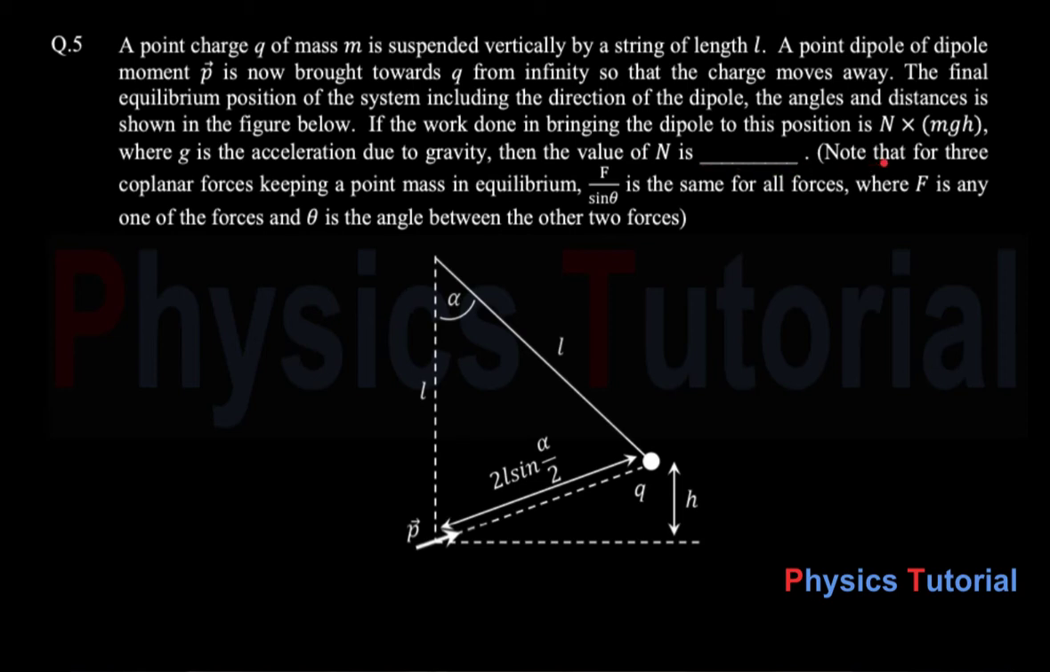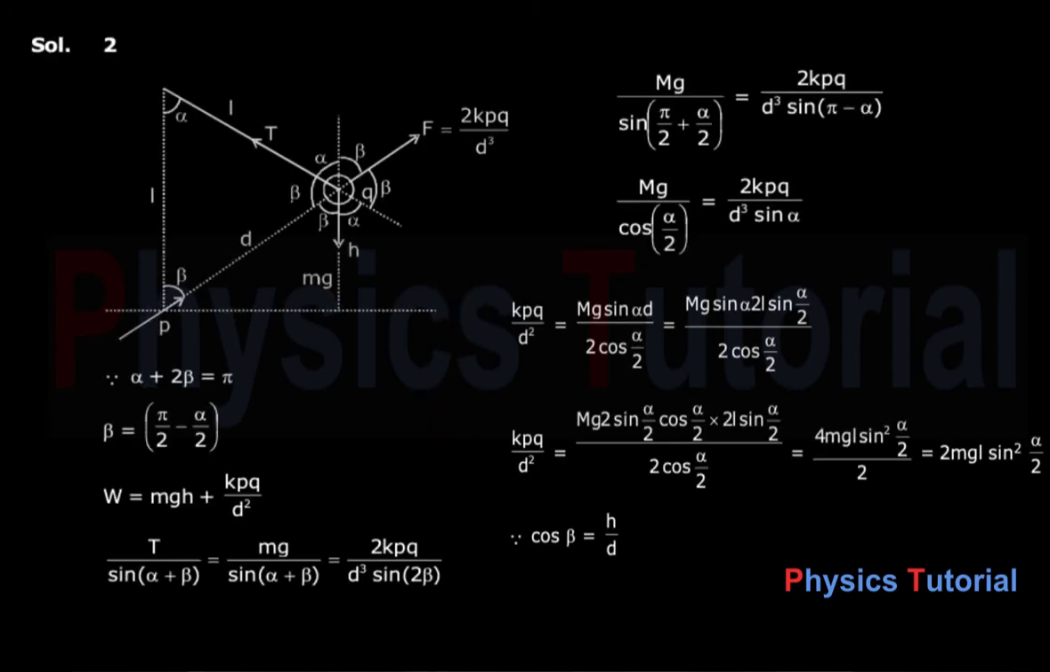Here you have to note that for three coplanar forces keeping a point mass in equilibrium, F upon sine theta is constant. Whenever there are three coplanar forces in equilibrium, you have to use Lami's theorem, where F is any one of the forces and theta is the angle between the other forces. So the strategy is applying Lami's theorem after making a free body diagram of this system. So let's start the solution.